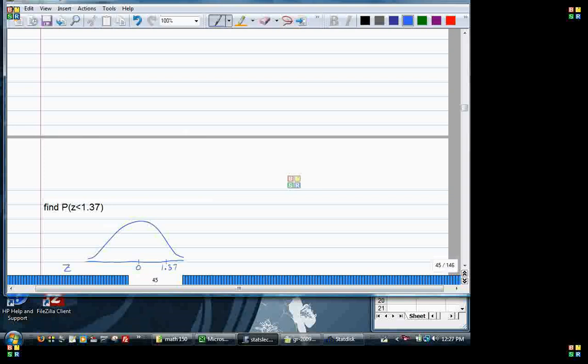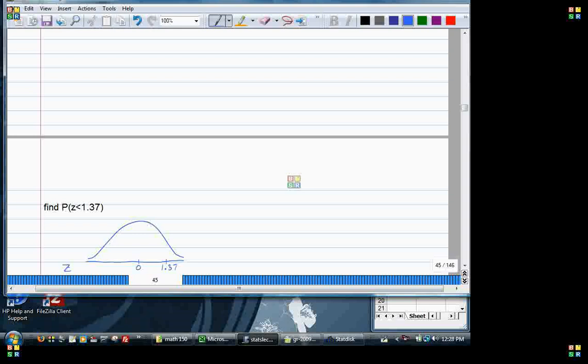Now, we're interested in finding a certain probability. How do we represent probability on this picture? Probability is the same as what? Area. So the question is, which area? Z less than 1.37. How do you represent z less than 1.37? What does it mean to be less than? How do you represent less than on a picture? Everything to the left.